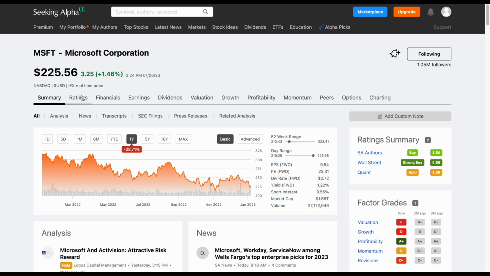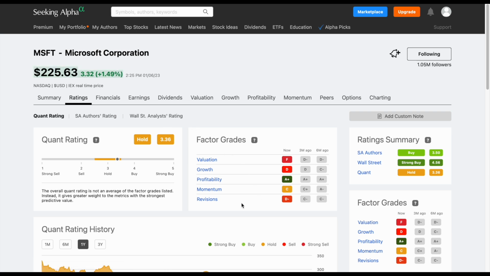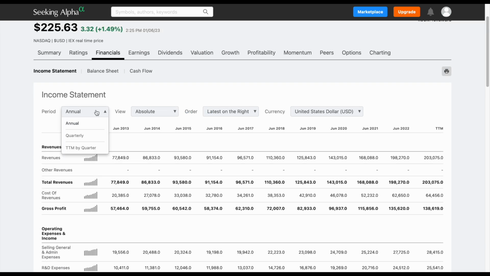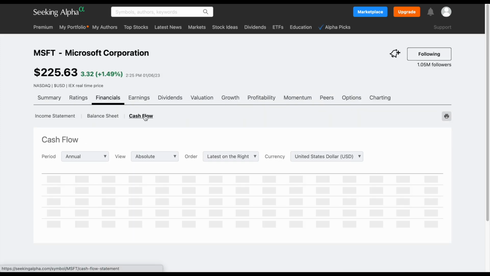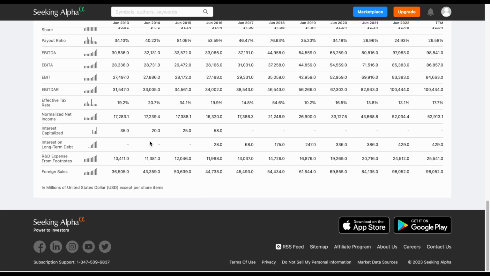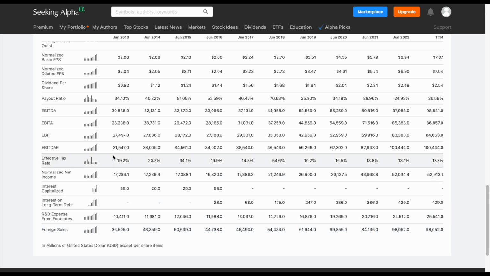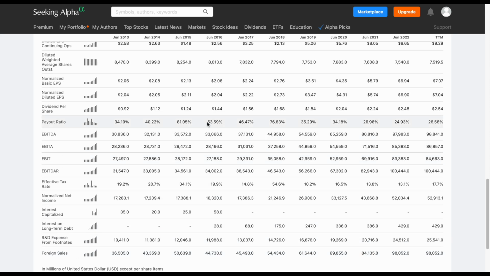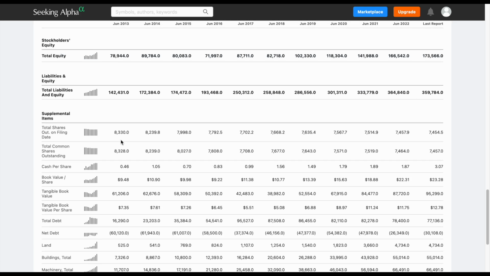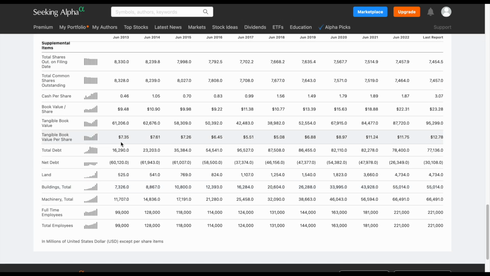Now, like I mentioned earlier, they have a ratings tab, and we can see here we have different ratings from Seeking Alpha authors, Wall Street, and their quant. And if we go over to the financials tab, we have access to 10 years of income statement data. We can look at the balance sheet if we want, and we can use the cash flow data. And something that I really love about this is if we scroll all the way down here to the income statement, we can see a lot of other really important metrics as well, such as their payout ratio over that time. And if we were to do the same for the balance sheet, again, we're going to see a lot of other relevant information that I typically like to see down here.